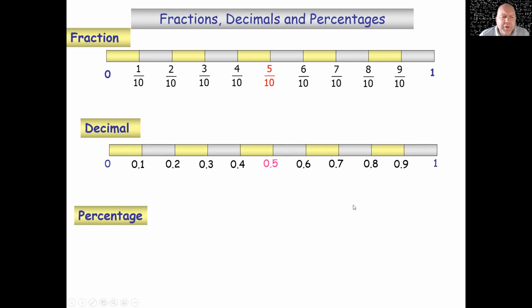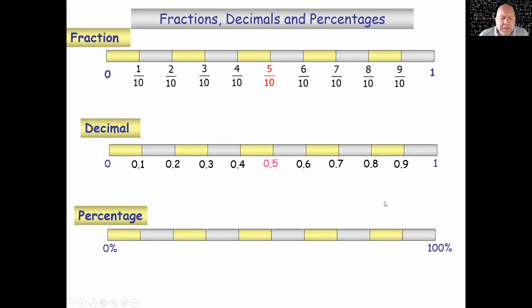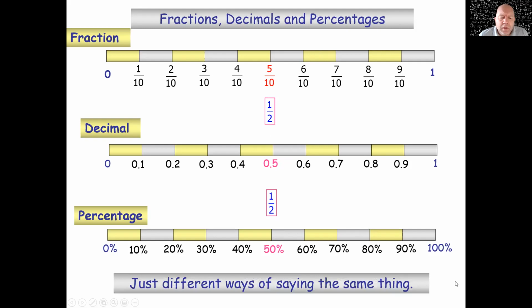Now, how does this correspond to the percentages? Again, the same bar, 0% and 100% this time is our whole one. Rather than a whole one, 100% is the whole thing. We've got 10%, 20, 30, 40, 50. 50% is the same as a half, 0.5 is the same as a half, 5/10 is the same as a half. Okay, so we can see how each of these values matches up on our bar. They're just different ways of saying the same thing.